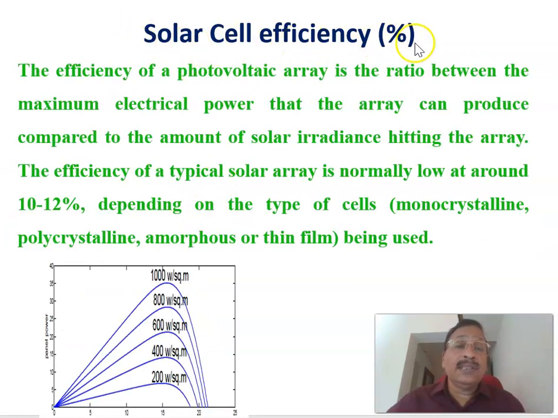Continuing with solar cell efficiency, the efficiency of a solar or photovoltaic array is the ratio between the maximum electrical power output that the array can produce compared to the amount of solar radiation hitting the area. Normally, the typical solar cell or solar array efficiency is around 10 to 12%, depending upon the type of the cell, monocrystalline, polycrystalline, amorphous or thin film. The efficiency will change, but maximum efficiency at present is not less than 20%.